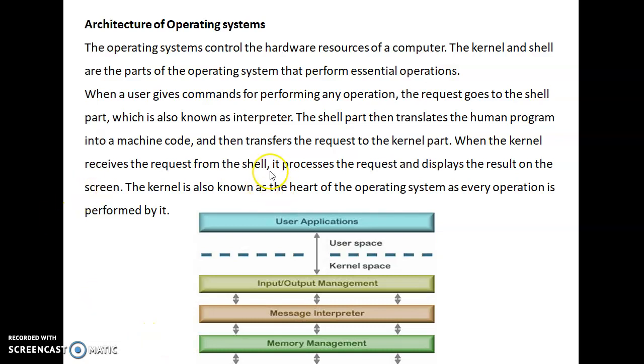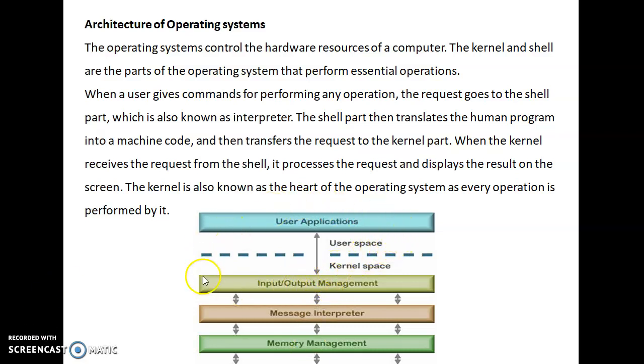Okay, this is the basic structure of an operating system. These are the user applications, which are on top of all these modules. This is IO management, message interpreter, memory management, and process scheduling. Now process scheduling processes all the application programs, right? They give access of the CPU to these applications. Now these applications may require memory, then IO, right?